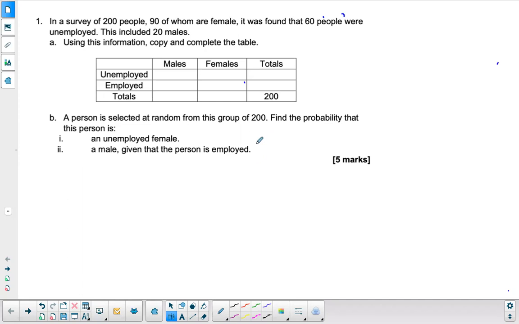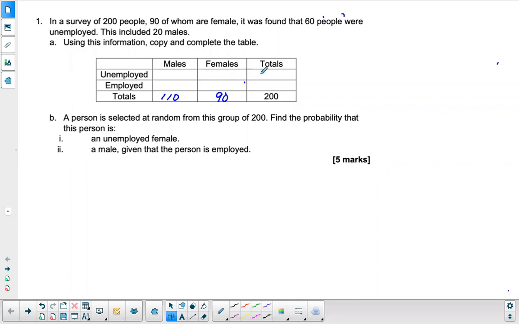Question 1, we've got a two-way table. Doesn't look like we've got that much information, but actually there's more than enough to complete the table. Of the 200 people, 90 were female, so we put 90 in there, which means that 110 must have been male.